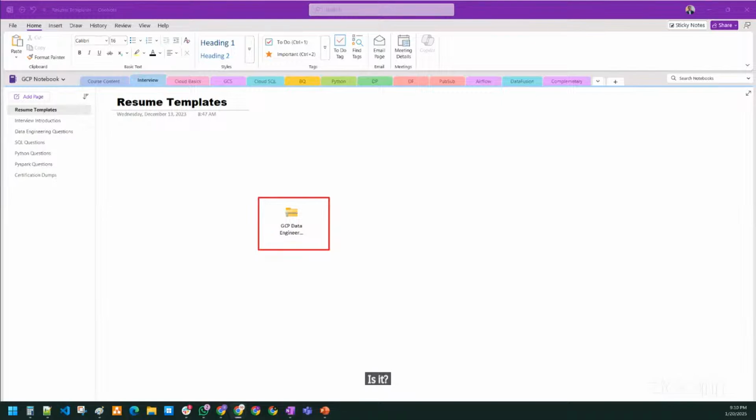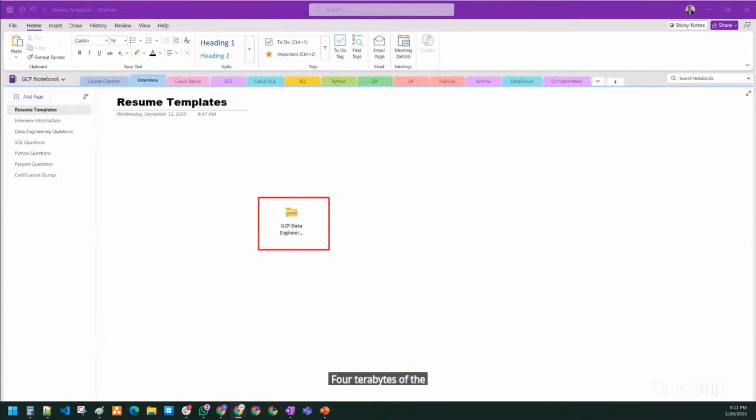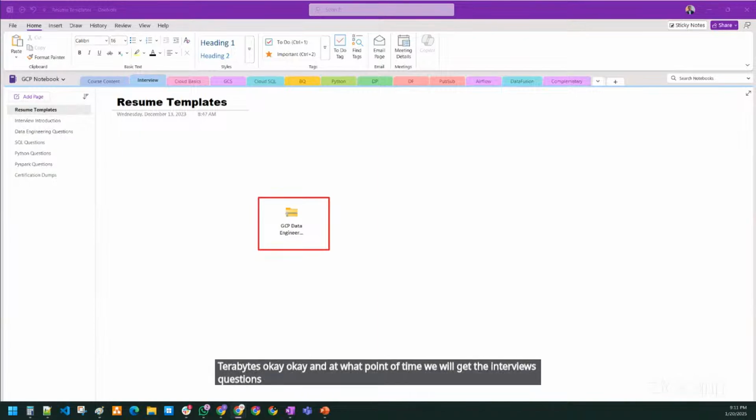How much max data can we handle on these platforms? There's no limit. I have never checked it, but there's no limit. We've seen tables having terabytes of data also. 2 terabytes of data we have handled. And at what point of time will we get the interview questions?